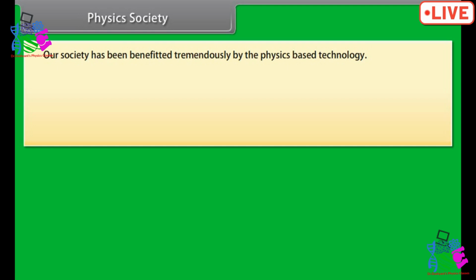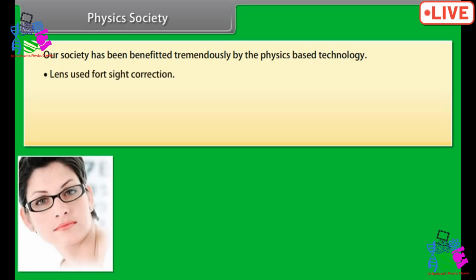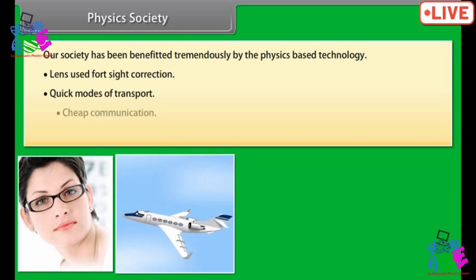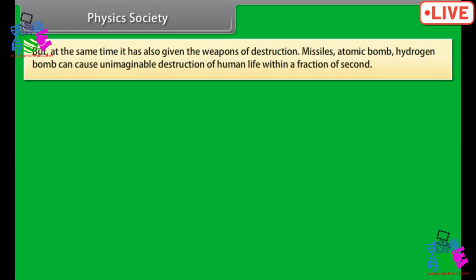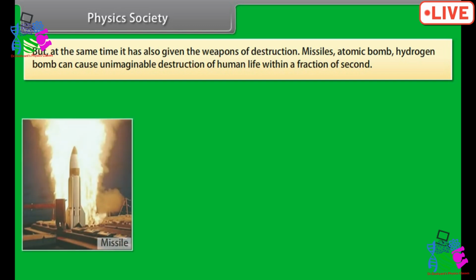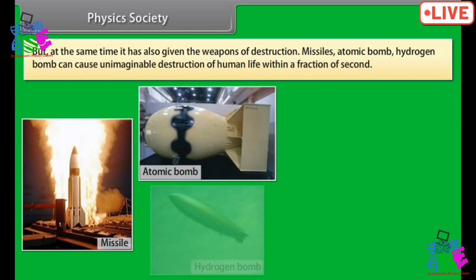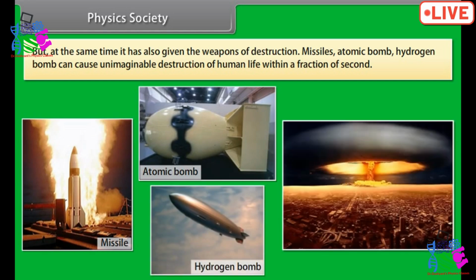Physics and society. Our society has benefited tremendously from physics-based technology. Lenses used for sight correction, quick modes of transport, cheap communication, and weather forecasting are some new dimensions of progress due to physics. But at the same time, it has also given us weapons of destruction. Missiles, atomic bombs and hydrogen bombs can cause unimaginable destruction of human life within a fraction of a second.